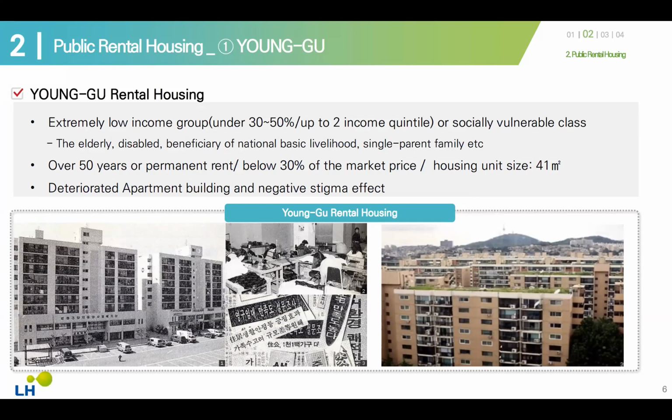This rental housing type enables the tenant to live over 50 years or permanently. So this rental housing targets the extremely low income group, including the socially vulnerable class. The rent level is very low, below 30% of market price. And as you can see in the images, there are some disadvantages such as deteriorated building condition and negative stigma effect.